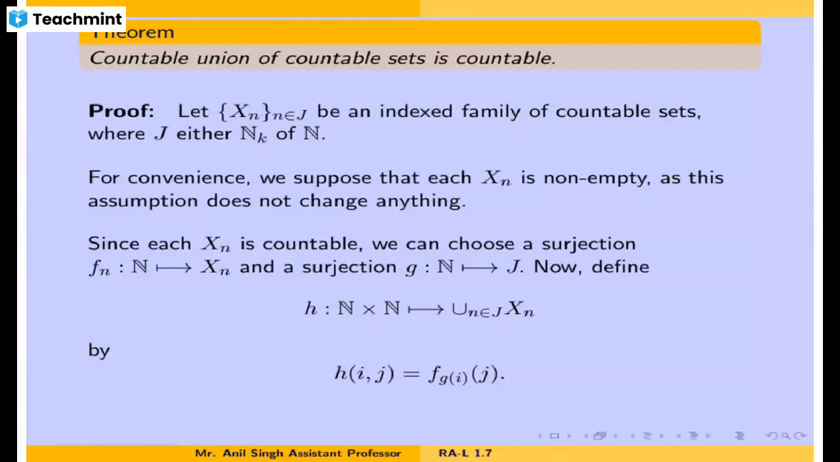Let us take a family of countable sets. Each set in this family is a countable set, and since the family is countable, J is countable, which is through which we are indexing this family. When J is countable, J is either equivalent to N_k or equivalent to the set of natural numbers. So without loss of generality, we take J to be N. Also we suppose that each set in this family is non-empty. That will not change our result, because an empty set will have no contribution in the union. So better to take each set as a non-empty set.